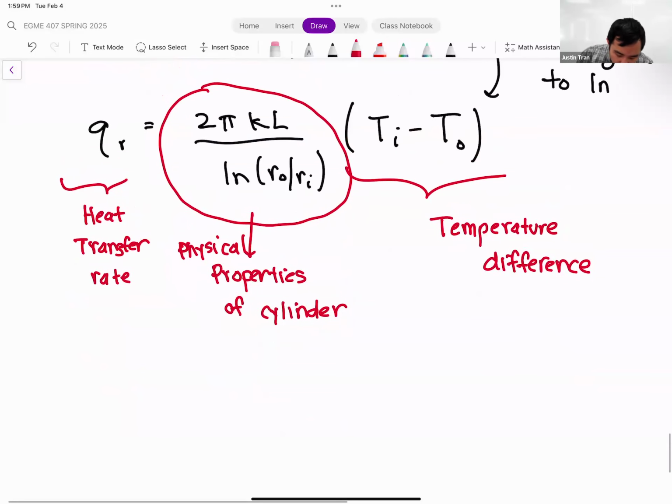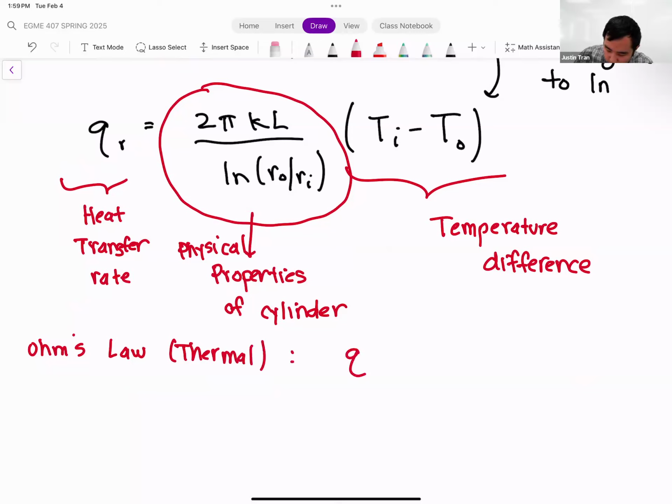And so if you think back to our Ohm's law, I should say the thermal version of Ohm's law, right? Our thermal version of Ohm's law is Q is equal to delta T divided by some kind of resistance, where Q is the heat transfer rate, delta T is the temperature difference, and R is the resistance of whatever object that we have. This looks really similar, right? We have a heat transfer rate on one side of the equation, we have a temperature difference on the other side. That means everything else here, everything that I've circled, this must be the thermal resistance of a cylinder.